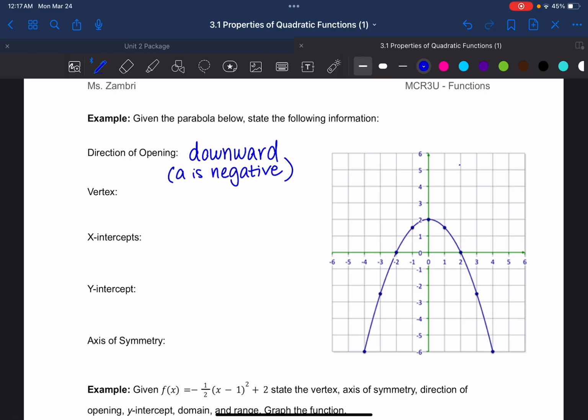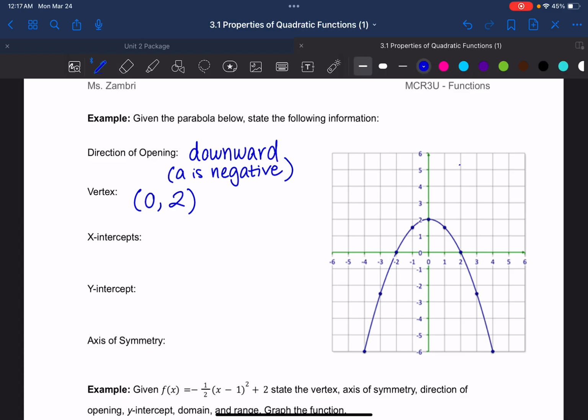Next up, we've got our vertex, or where we're changing direction. It looks like we've got a maximum point here that's happening right at (0, 2). So that would be our vertex, and we can just state it as a coordinate point.